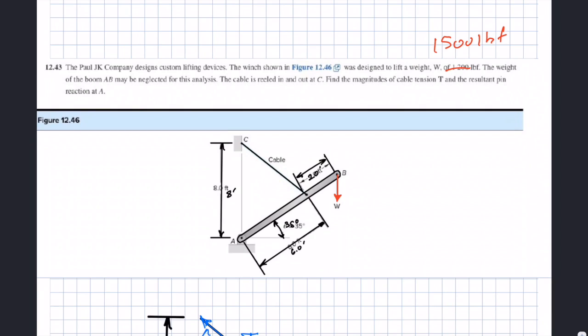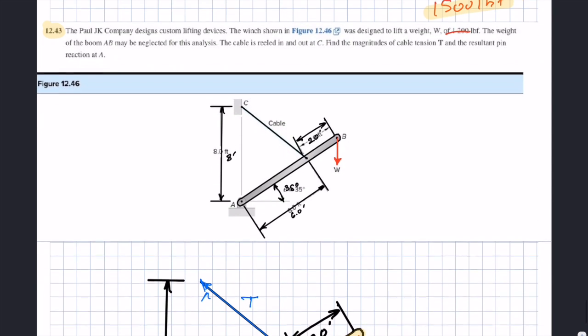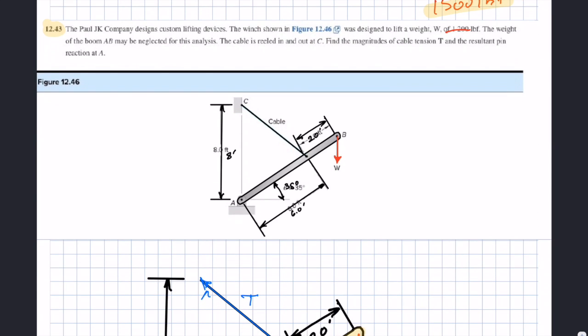Okay, here's another solution for a statics problem. In this case we're taking problem 12.43, like your homework problem, and I'm changing the number. Instead of a 1,200 pound weight at the end of this beam, I'm making it 1,500 pound force. Okay, so here's the setup.